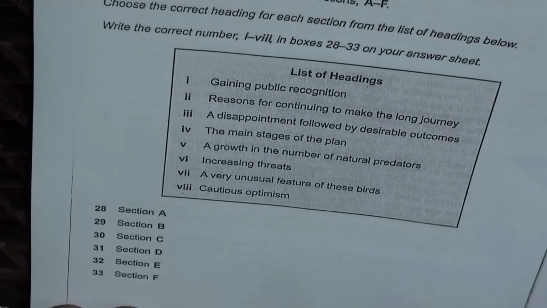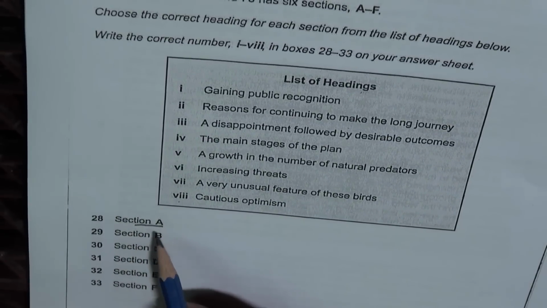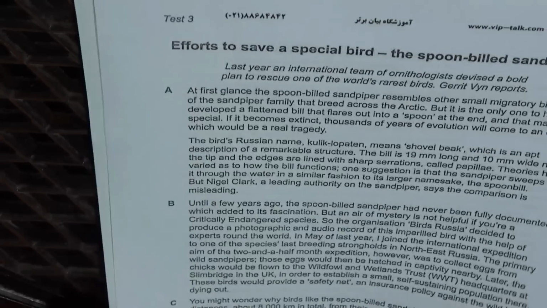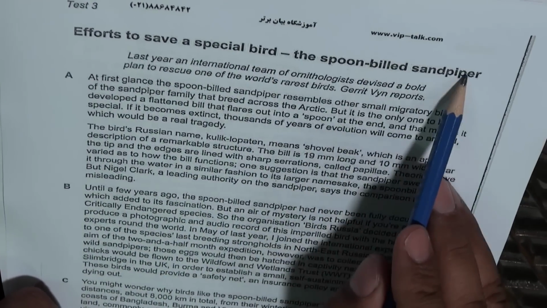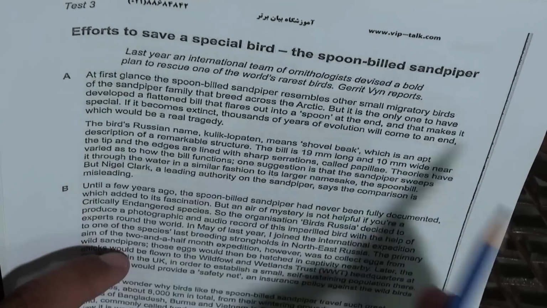Now first of all, don't read the headings. First you need to read section A, meaning paragraph A. After that you can come back to the headings and then you can read them. So let's make a start. Efforts to save a special bird, the spoon-billed sandpiper. Okay, last year and all that. If you want to read, you can do that.